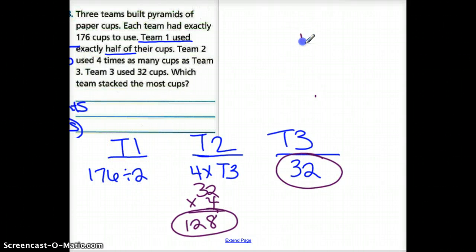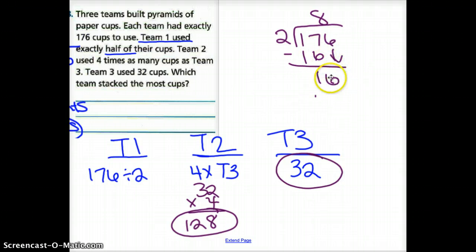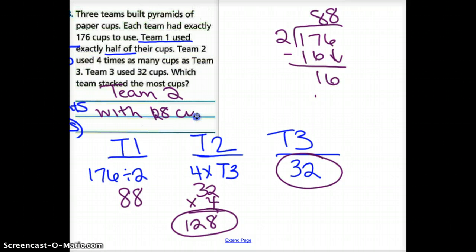So they have 176 divided by 2. 2 times 8 is 16. Subtract. Bring down. 16 divided by 2 is 8. So Team 1 used 88 cups. Which team stacked the most cups? That would be Team 2 with 128 cups.